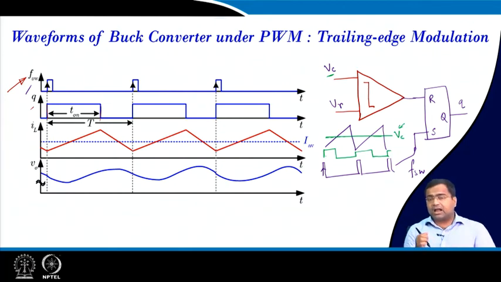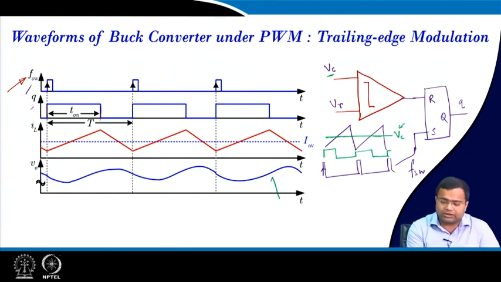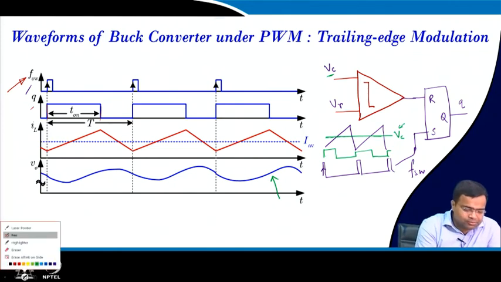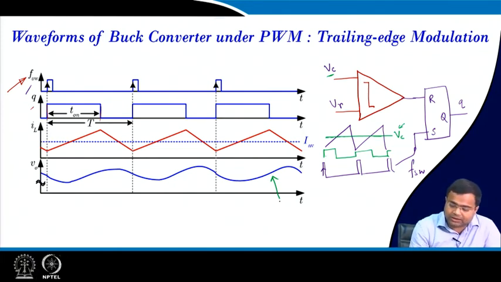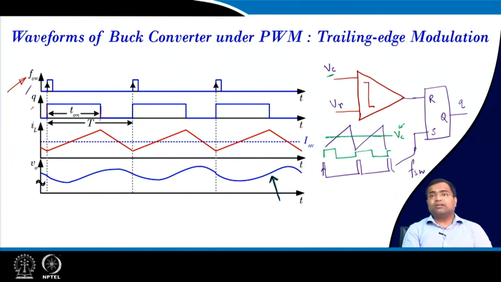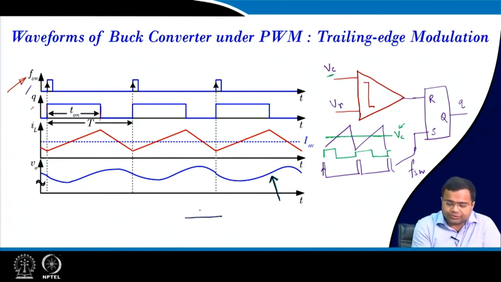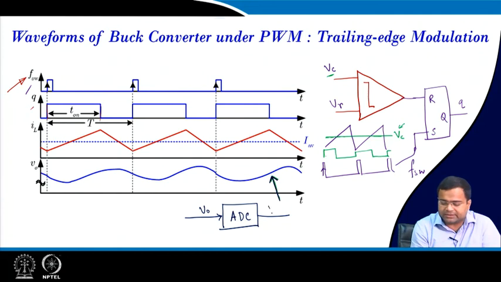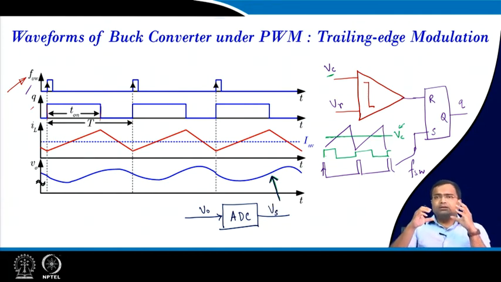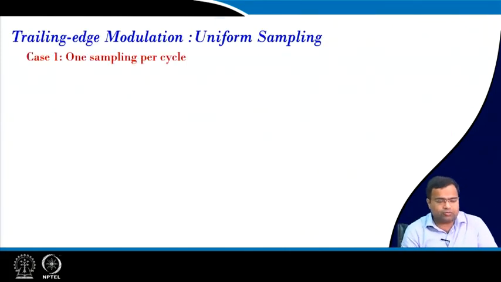Next question: I want to discretize the output voltage signal. That means we need to pass V0 through an A to D converter. Initially I am not considering the quantization effect; I am assuming that the quantization effect is neglected. I am just talking about the sampled signal. How should it look?